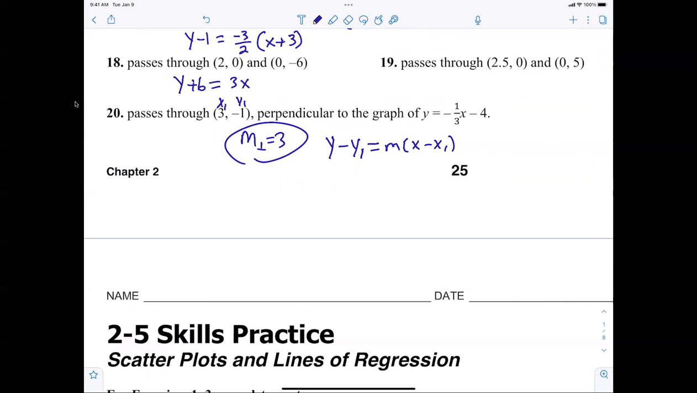2 plus 1. Where are you getting 2 plus 1? Because you're adding 3 to the y1 because the slope is 3. I have no idea what you're talking about. Y minus, what is the y value that we're talking about? -1. So it's y plus 1 equals 3 times x minus 3. Beautiful.